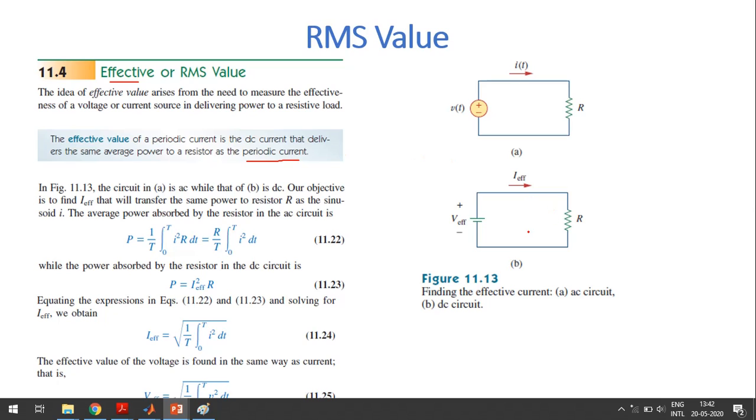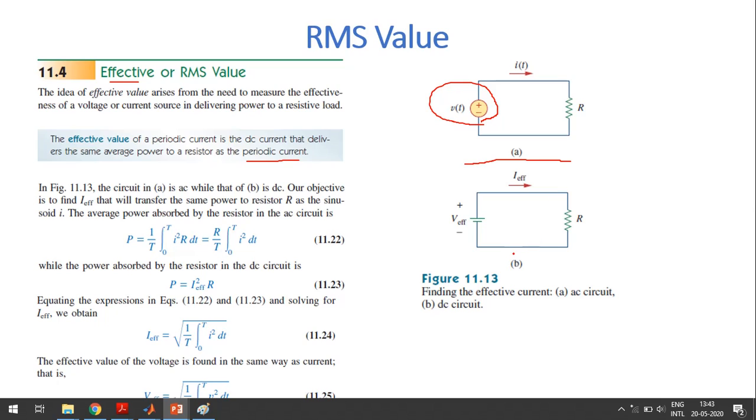So here we have two circuits. The first circuit is an AC circuit and the second circuit is a DC circuit. In the AC circuit, you can see that there is a voltage source which depends upon time. This voltage source is connected to a resistor R and it produces a current, which is also sinusoidal and depends upon time, denoted as i(t).